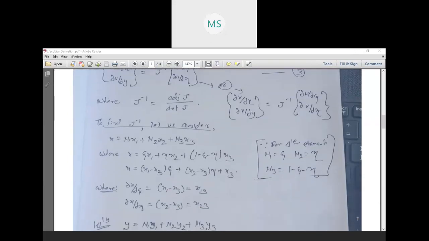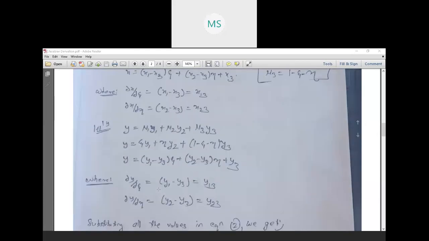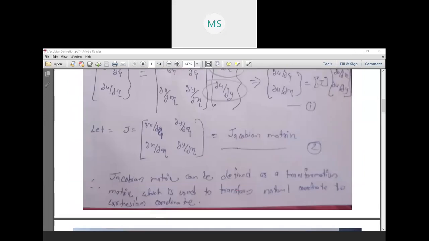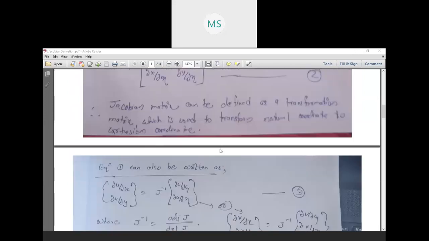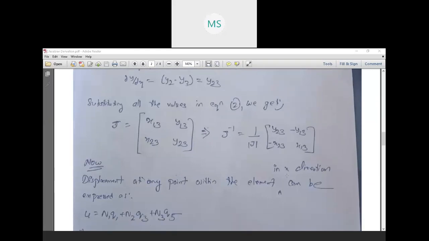For finding the value of J inverse, we have considered x equals N1 x1 plus N2 x2 plus N3 x3, substituting the values in the natural coordinate system and differentiating with respect to the natural coordinates. The same thing we have done for the y direction also, and again we have substituted back into the Jacobian matrix because these are the unknown values. Once we have substituted the J values, we got J inverse equals 1 by J, y23, minus y13, minus x23 and x13.